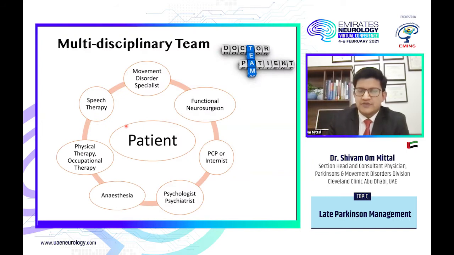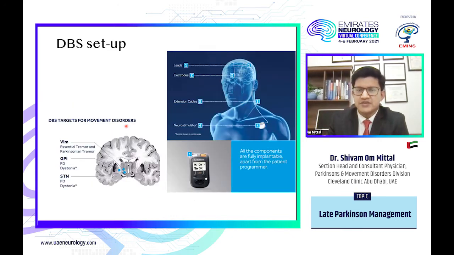With DBS, we always have to look at a patient with a team approach. There has to be a movement disorder neurologist available 24/7 for the patient. There has to be a functional neurosurgeon who is in-house for any troubleshooting. You should have a psychologist, psychiatrist, anesthesia trained in DBS surgery, a speech therapist trained in LSVT therapies, and physical therapy as well, set up for DBS.